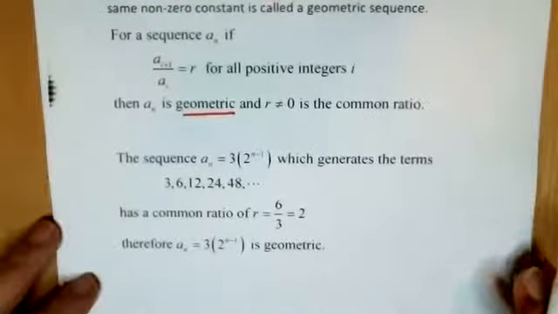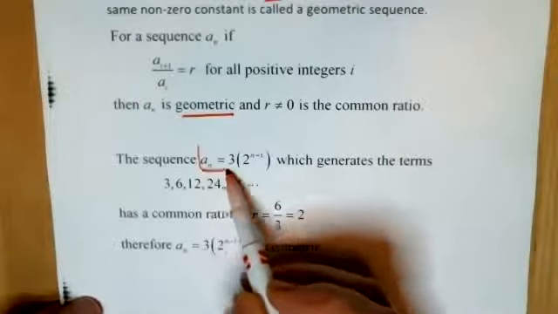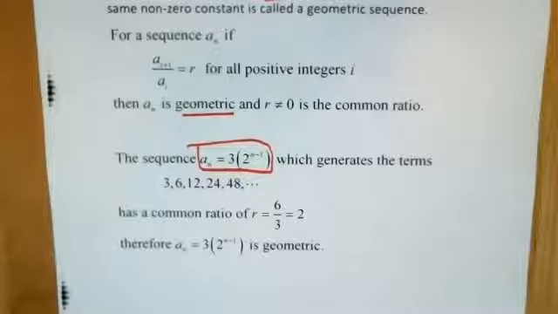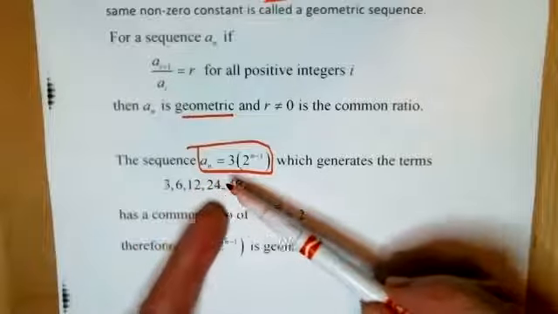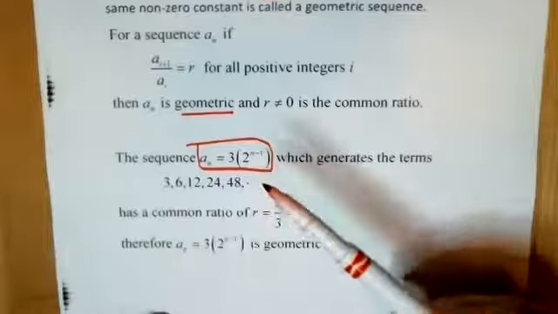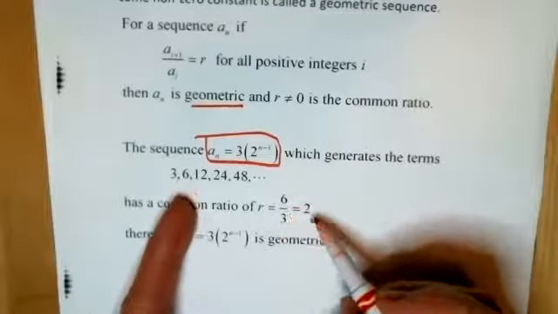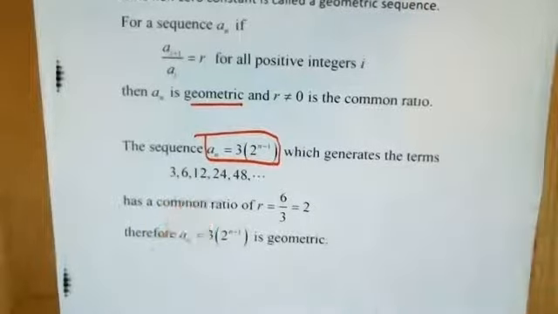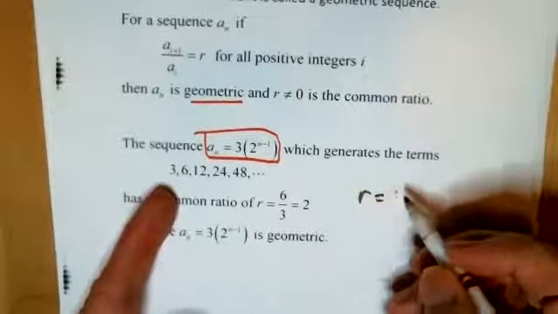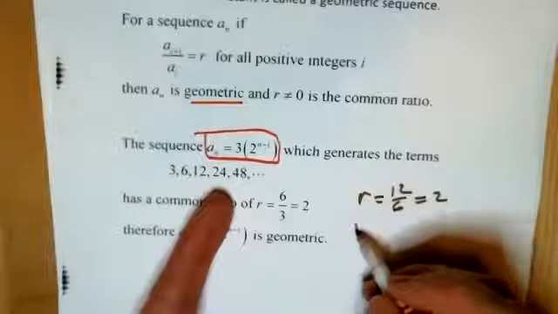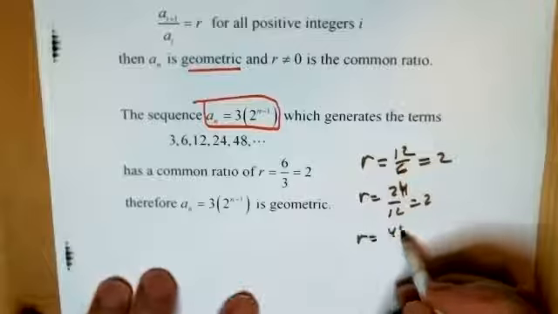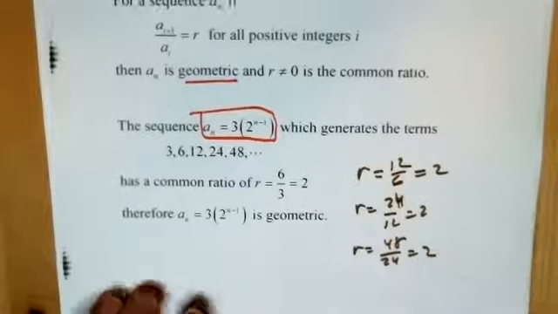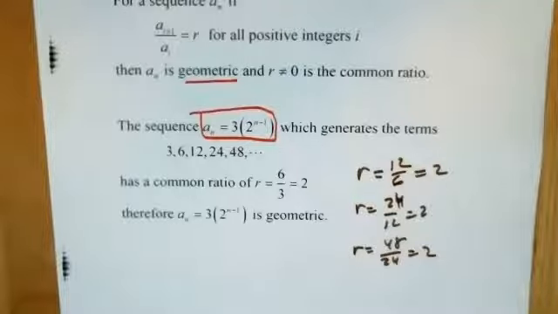So for example, we will have a sub n is equal to 3 times 2 raised to the n minus 1, which will generate the terms 3, 6, 12, 24, 48, and so forth. It has a common ratio of 6 divided by 3, which is 2. Or we could say the common ratio is 12 divided by 6, which is 2. 24 divided by 12, which is 2. 48 divided by 24, which is 2. It is a common ratio. And that's what makes it geometric.